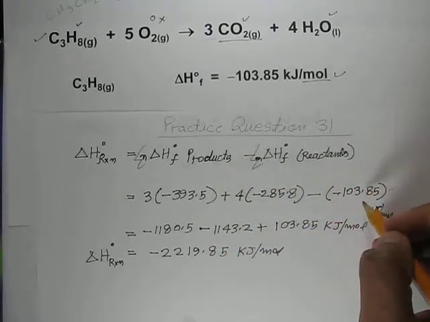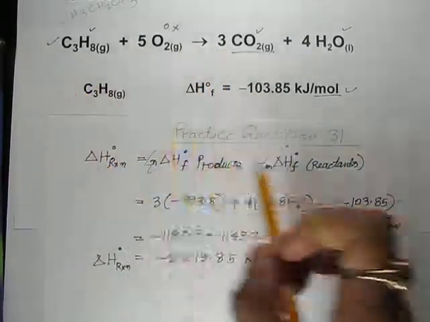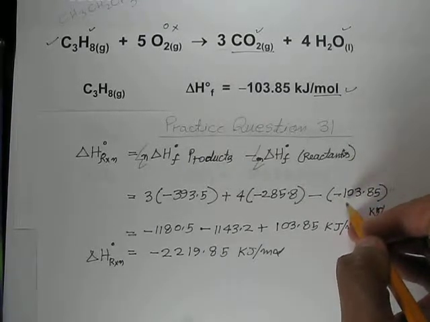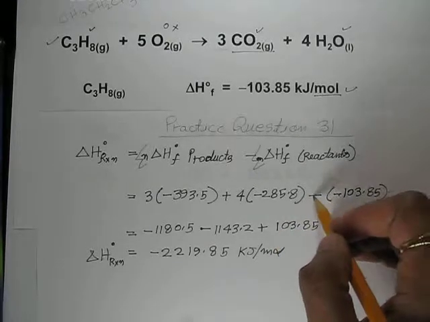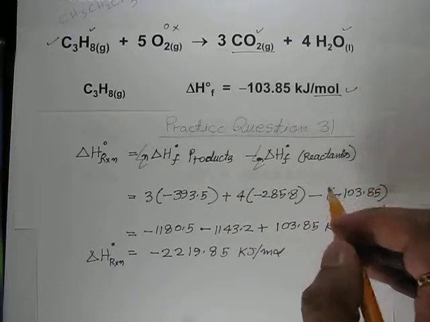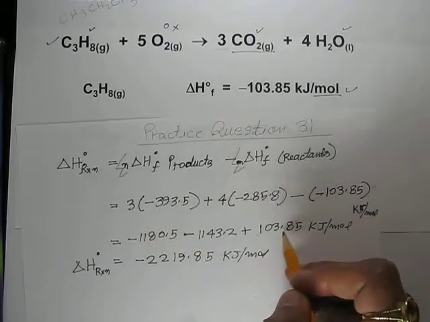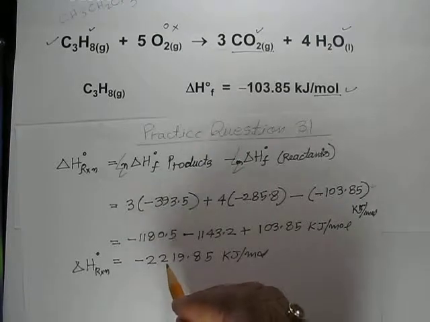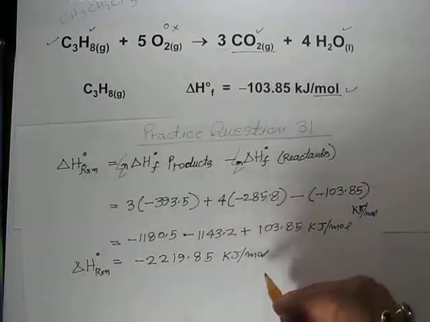And here, there is only 1 mole of propane gas, that is why this is 1 mole. We did not multiply with any coefficient. And when you open the parenthesis, this minus sign will change to plus because outside is minus. Now we can add these two together and then subtract this value, which will come to minus 2219.85 kilojoule per mole.